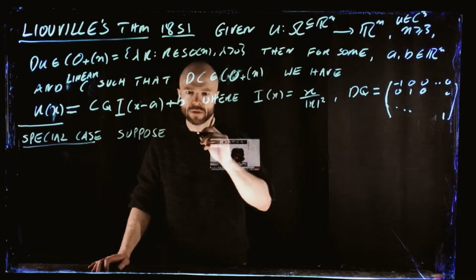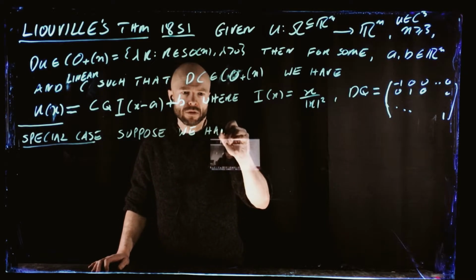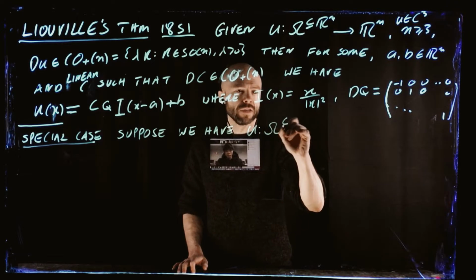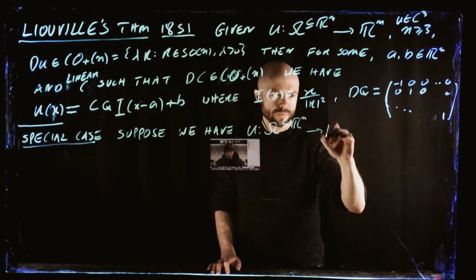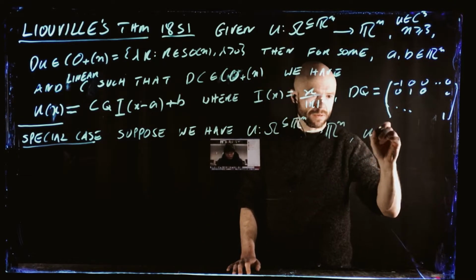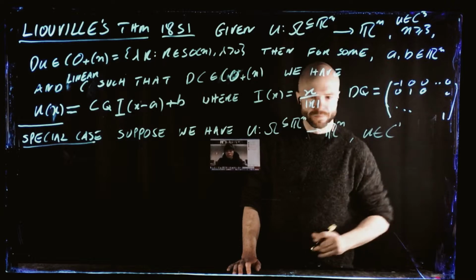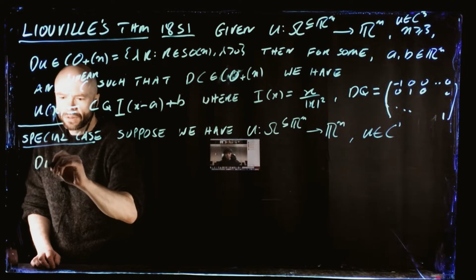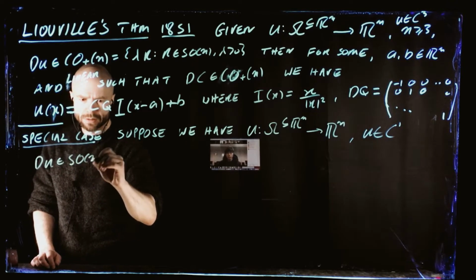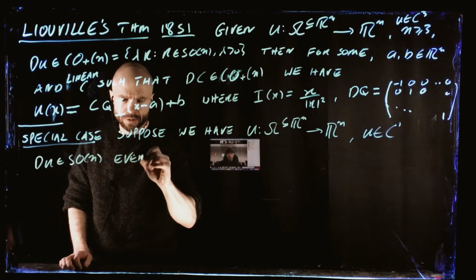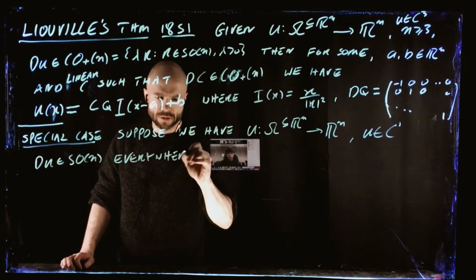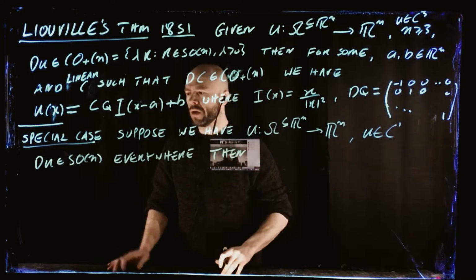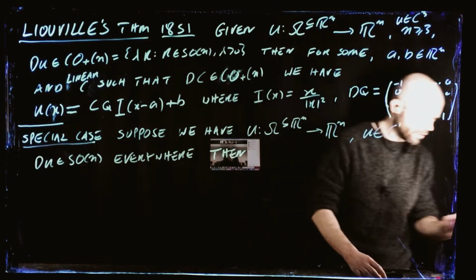Suppose we have the same hypothesis, U from omega contained within Rn into Rn. Let's just take U to be C1. And du belongs to the space of rotations everywhere. Then what would you conclude about the mapping U based on what I've told you about Liouville's theorem?